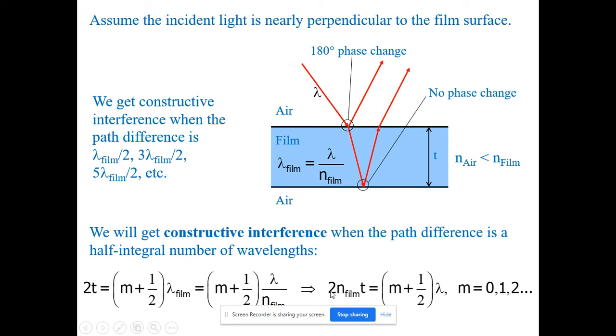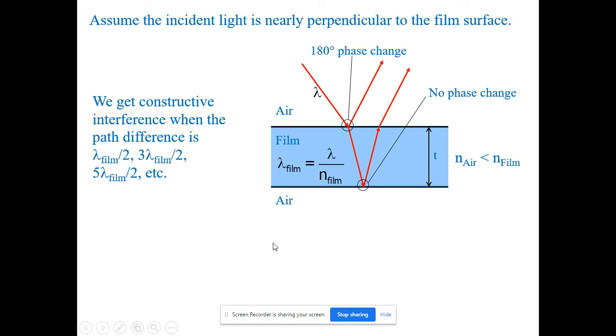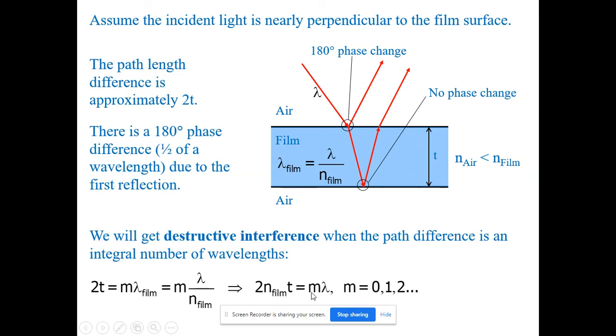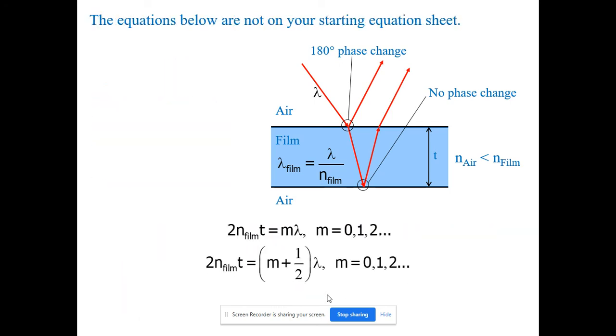So it should be very much clear. To get constructive interference from interference in thin film, we need this half integer, odd half integer, that will give us constructive interference. And if we have only an integer, then we will have destructive interference. So these two conditions are mentioned here: this is for destructive interference and this is for constructive interference for wave 1 and wave 2.